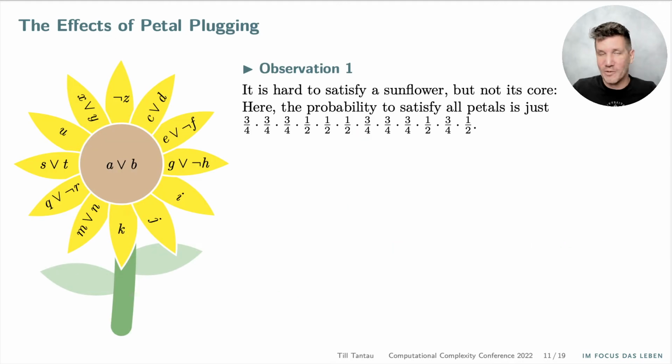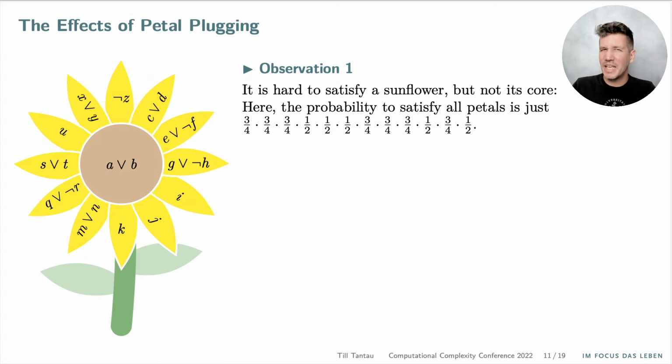The obvious question is, why should we do this? I mean, what's the effect of doing that? And there's a simple observation, namely, it's pretty hard to satisfy a sunflower without satisfying the core. If you satisfy the core, which you have to do after plucking, then you certainly satisfy everything. But it's also possible to satisfy a sunflower like this one without actually satisfying the core, because if you satisfy C or D, and you have a 3/4 chance of doing that, and also satisfy E or not F, where you have, again, a 3/4 chance of doing that, and then G or not H, 3/4 again, and so on, then you can also satisfy the sunflower.